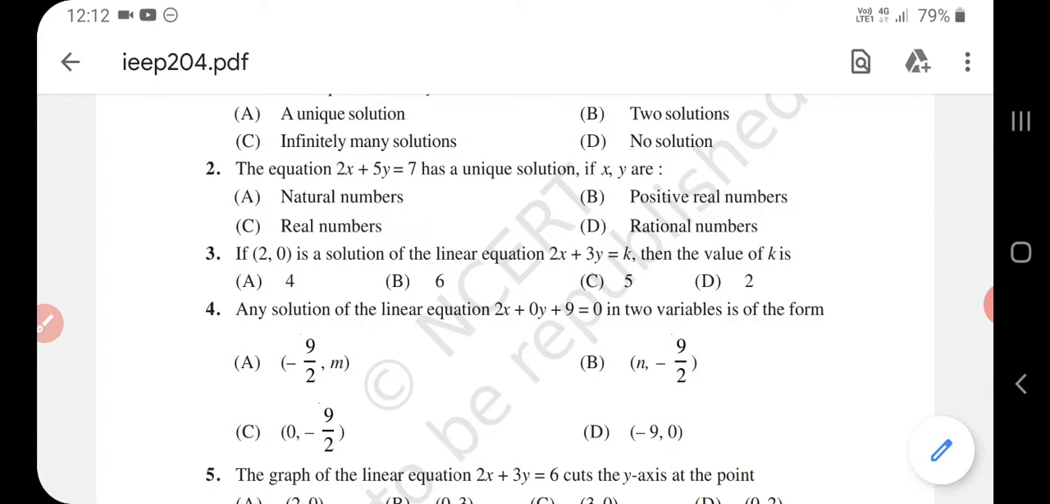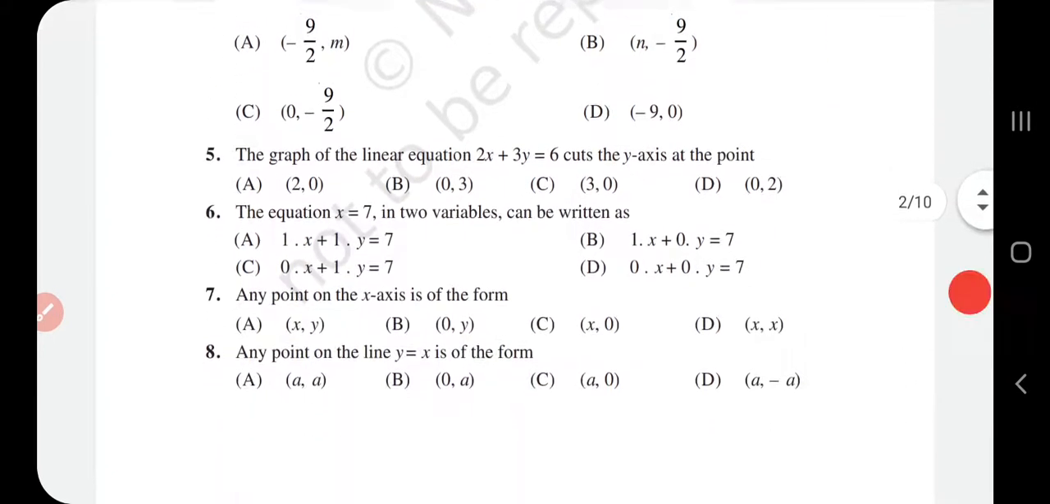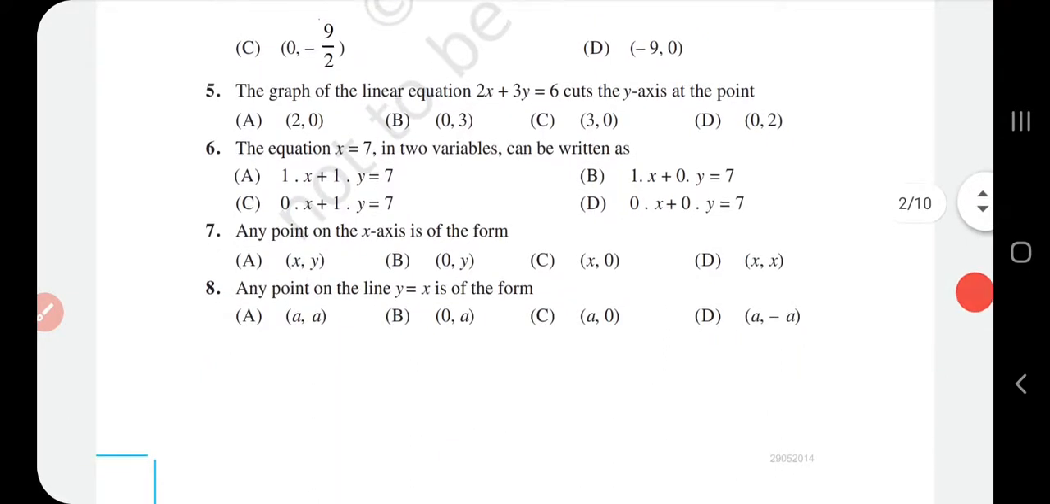Okay, now fifth one. What is your fifth question? The graph of the linear equation 2x plus 3y is equal to 6 cuts the y-axis at the point. कौन से पॉइंट पर y-axis को कट करेगा? 2x plus 3y is equal to 6. Okay.